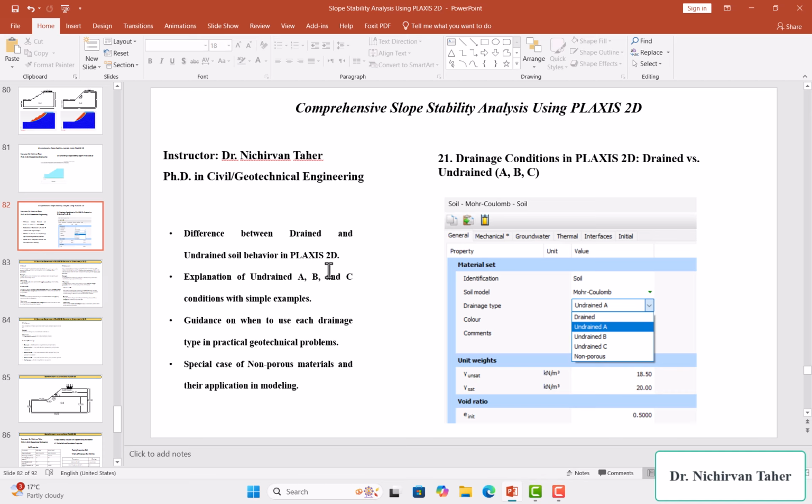The purpose of this lecture is to explain the difference between drained and undrained conditions in soil behavior in PLAXIS 2D. I will briefly explain the difference between a drained condition and these three undrained conditions A, B, and C, and also the special case, non-porous. You will understand the difference between these drainage types, and under what specific conditions we should use each of them.